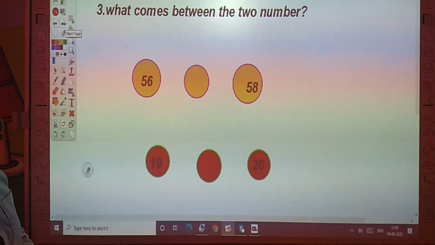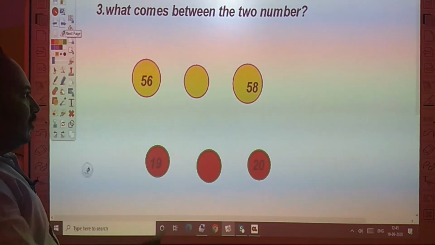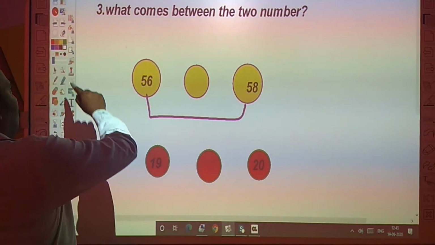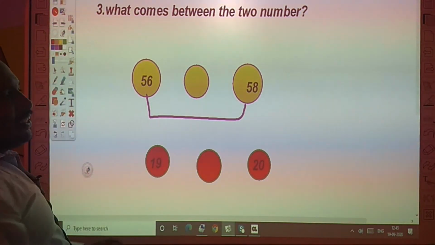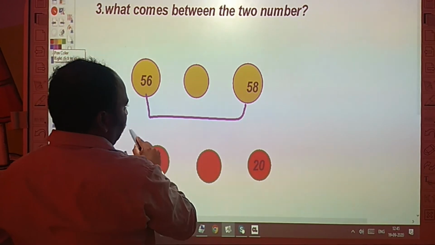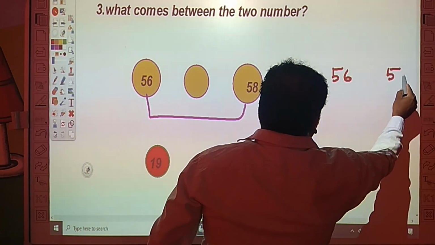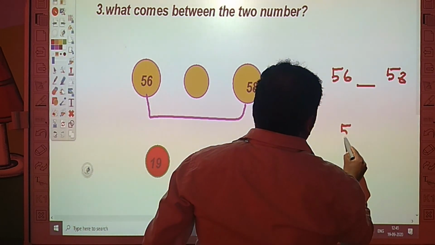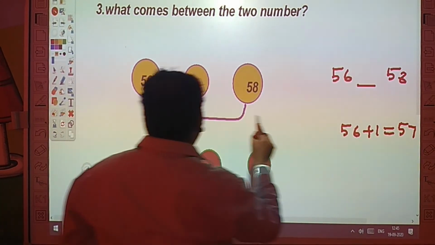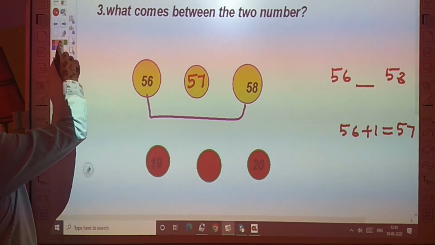The next one. What comes between two numbers? Listen here. 56 and 58. You want the number between. 56, the next number is 57. Between 56 and 58 the number is 56 plus 1, which is equal to 57. Write the number 57.